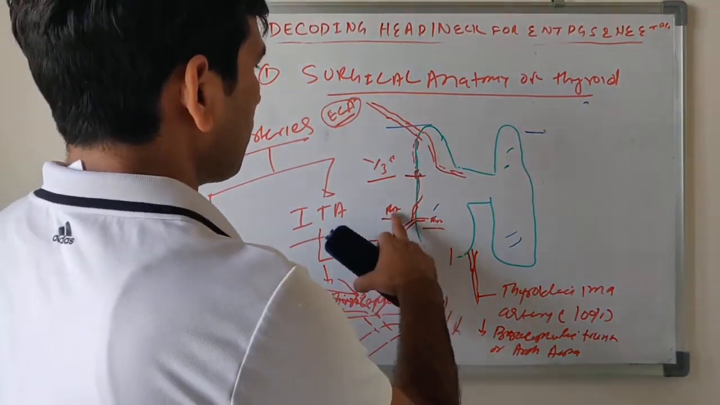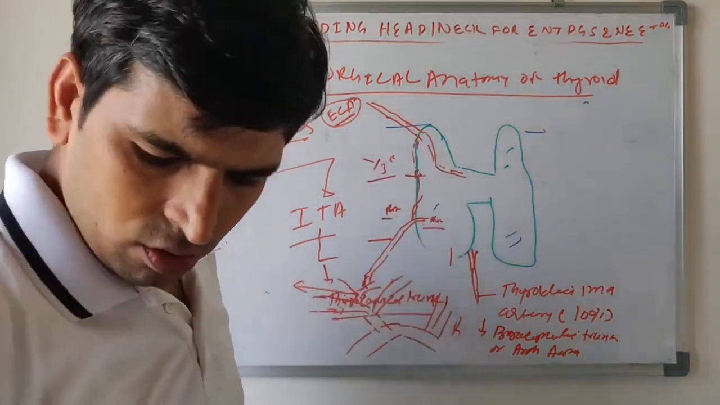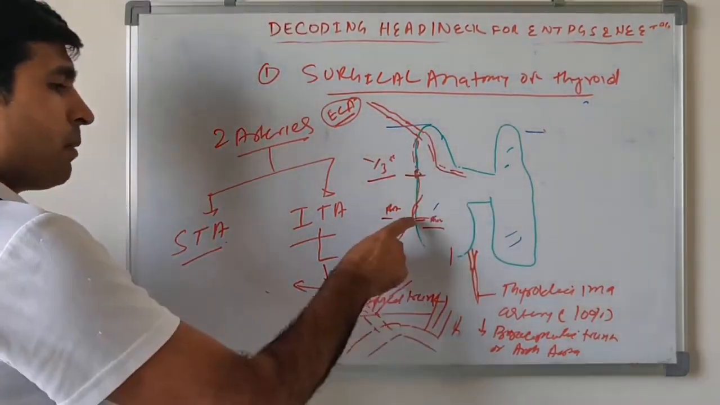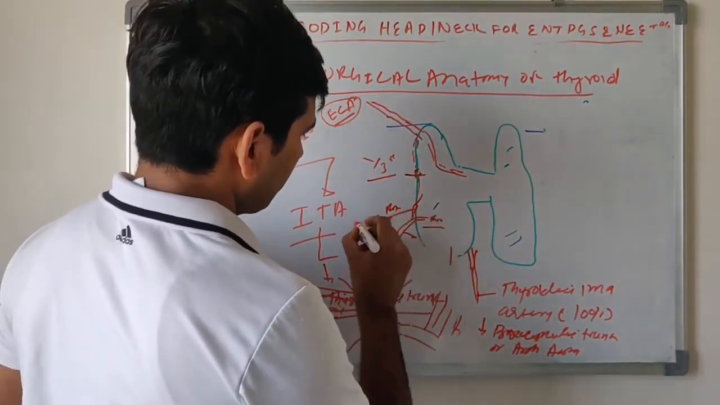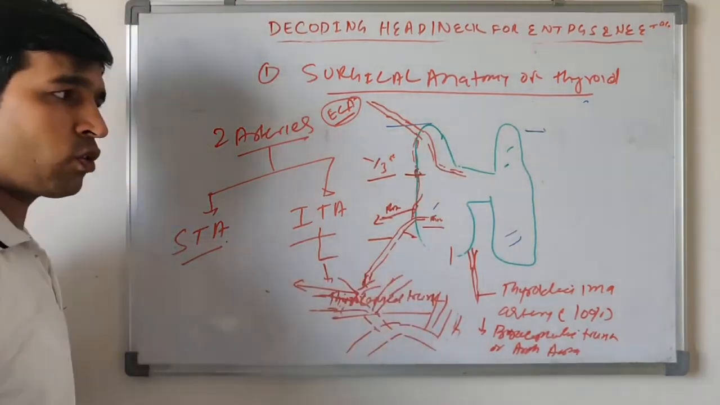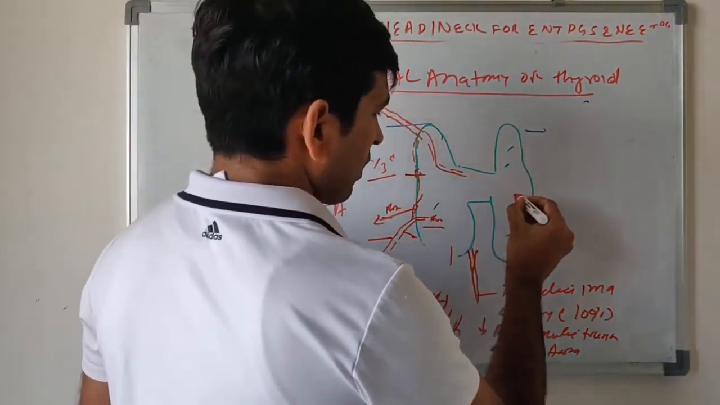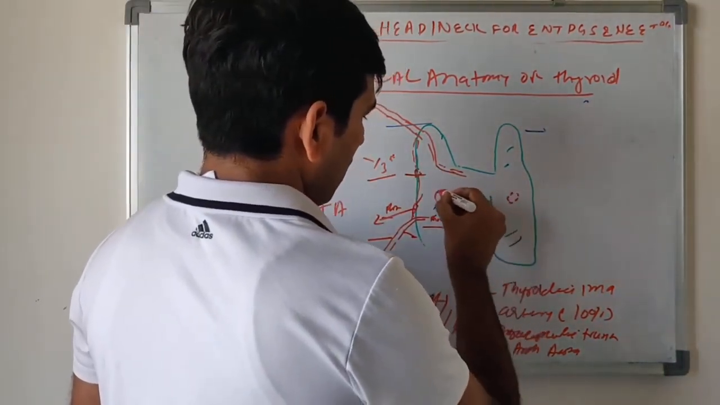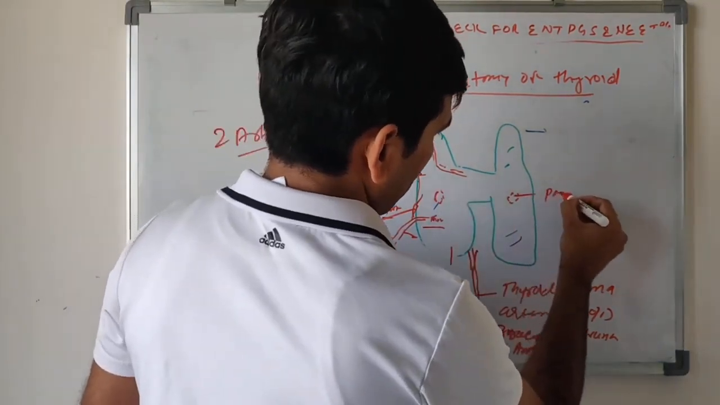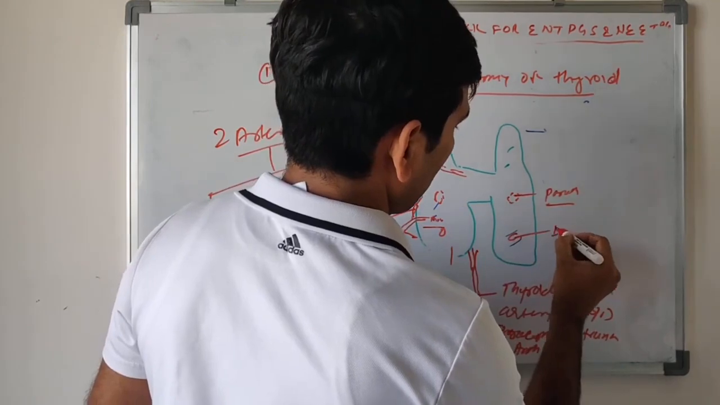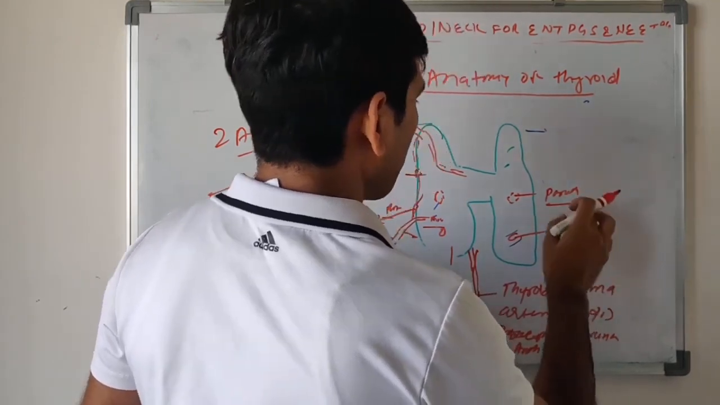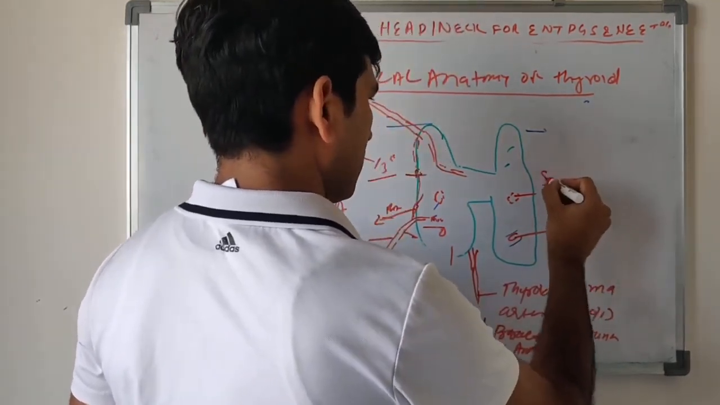Okay, this is anterior and posterior. This is divided again into two branches, and it may have multiple branches also. This branch is the inferior thyroid artery, which also supplies the parathyroid gland. If you see posteriorly, the parathyroids are mainly supplied by the inferior thyroid artery. This is the inferior parathyroid and this is the superior parathyroid.